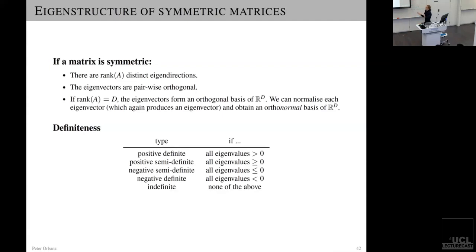And if they're all strictly positive, then the matrix is positive definite. If they're non-negative, then it's positive semi-definite. And then we have the same for negative. And the matrix is called indefinite if some are larger than 0 and some are smaller than 0. Yeah, that's another question.